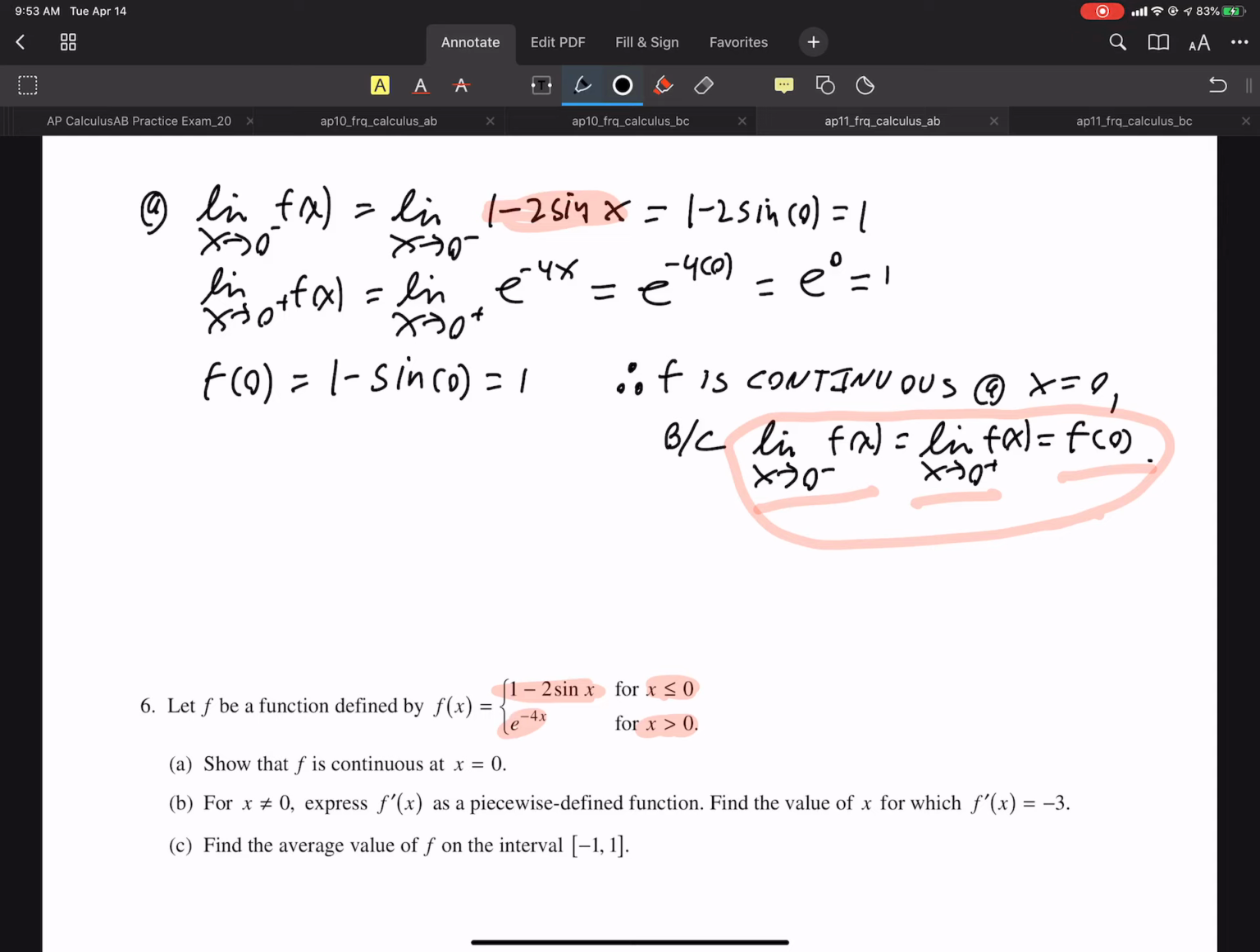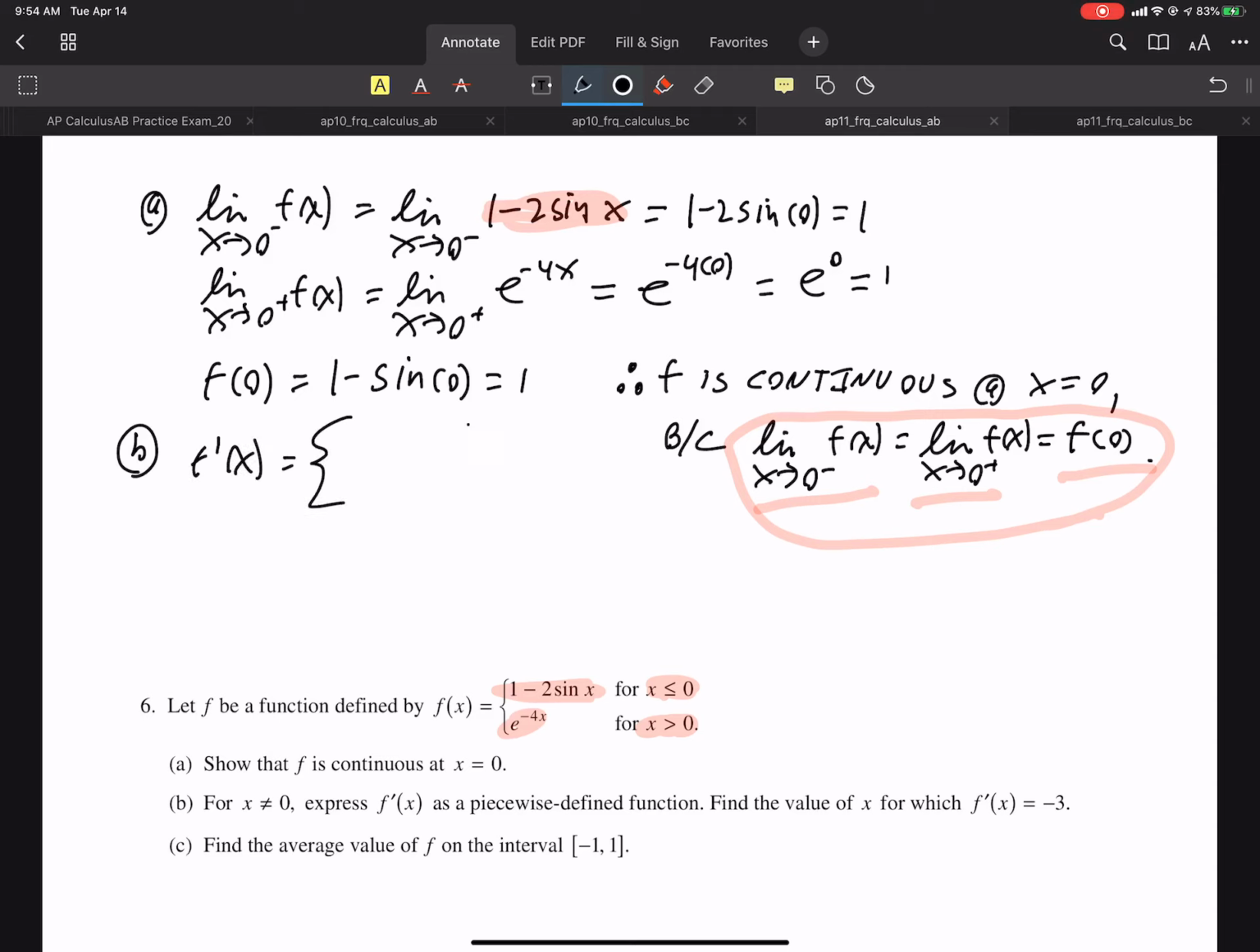Therefore, f is continuous at 0 because the limit from the left equals the limit from the right equals the value at that 0. So we're done. Part A is finito. We are done. Now we're going to part B. So we want to write the function, the derivative of f.